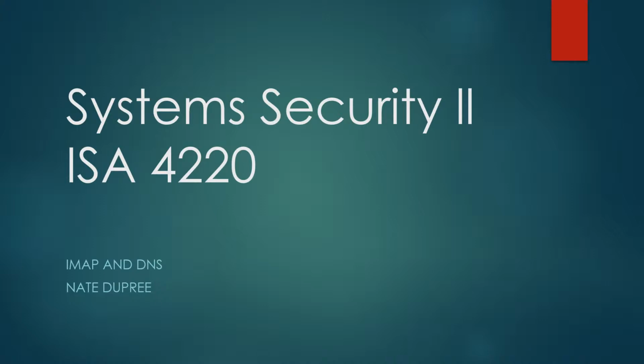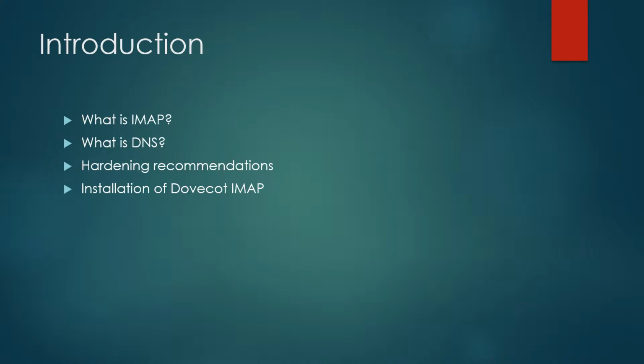I'm going to talk a little bit about IMAP and DNS. We're going to talk about what is IMAP, what is DNS. At the end, of course, I'm going to put hardening recommendations for each. Talk a little bit about the installation of Dovecot and IMAP.